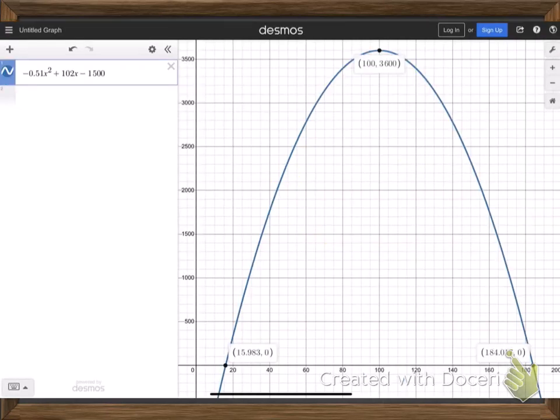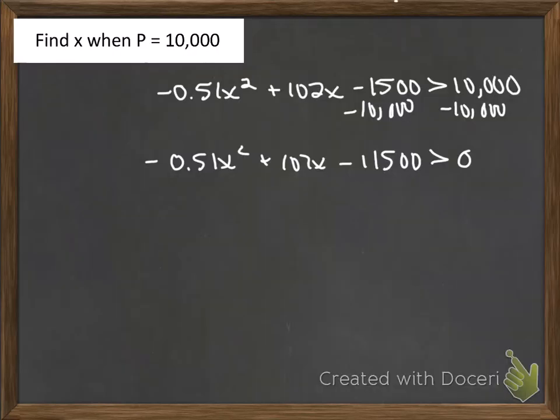But that makes sense if we go back to the original graph, right? Let's look at the original graph. What is the maximum profit that we can make in this business? Well, if the maximum profit is $3,600, is there any way at all that I can keep the profit above $10,000? No, right? Because I can't make it go any higher than this highest point, which is $3,600. So a simple answer to this is that there is no solution.